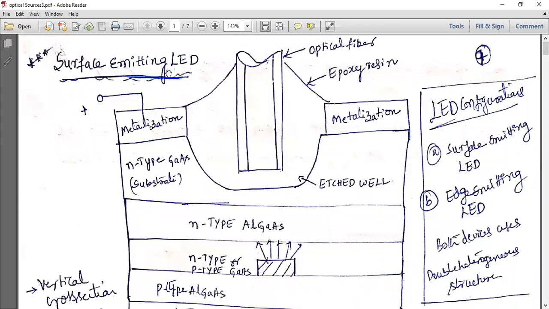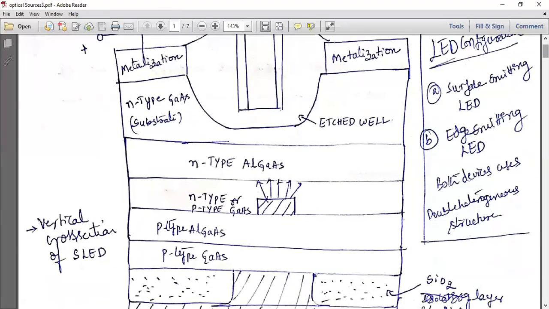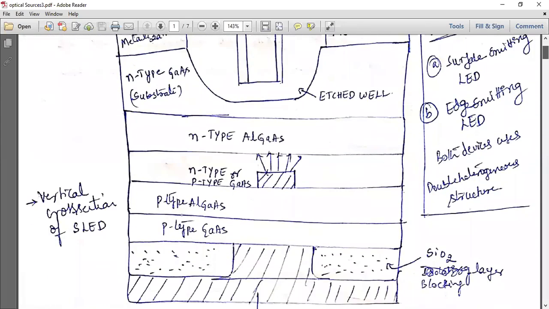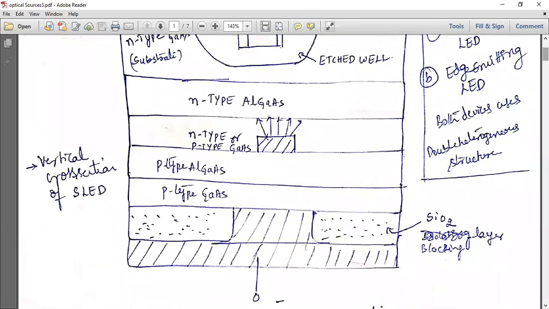First is the surface emitting LED. Here a vertical section of the SLED, the surface LED, has been taken. Double heterojunction structure means there should be two heterojunctions here. If you observe, this is aluminum gallium arsenide and gallium arsenide. So the junction between two different semiconductors of two different band gaps is given here.